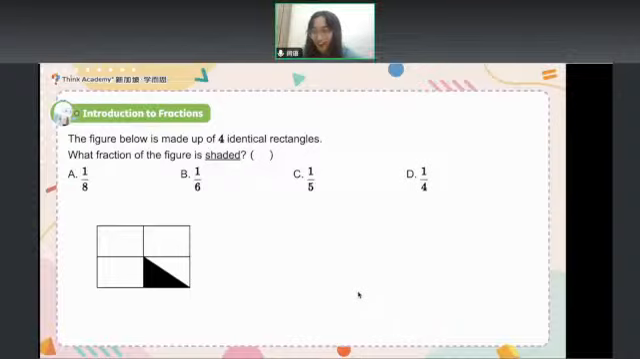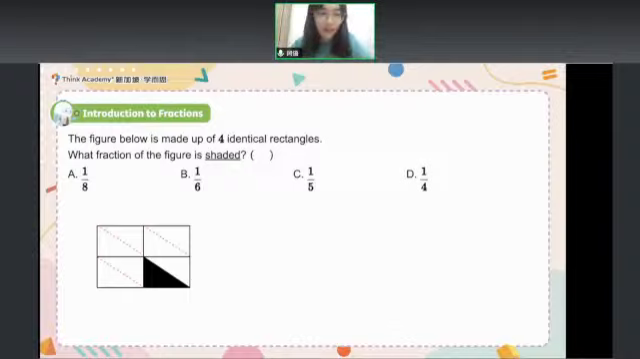Is it too hard? I received a few crying emoji. Is it hard? Some of you choose C. Some of you choose D. Shaded part. You see that only a small triangle is shaded.